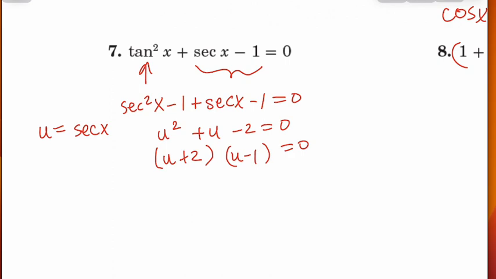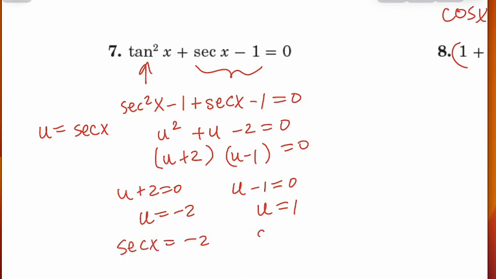Now split it up to 2 pieces. Where does u plus 2 equals 0? Where does u minus 1 equals 0? That is at -2, and that is at 1. Only once you get to the point where you're at a numerical value do we put the trig function back in. Secant of x equals -2. Secant of x equals 1.